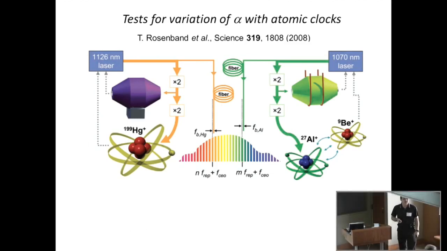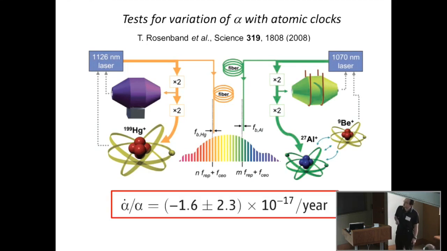A sensitive way to test for variation of the fine structure constant with time would be to compare the rates at which two clocks are ticking. If the fine structure constant were to change, then the ratio of these two rates would also change. A number of such tests have been done, the most sensitive of them in the group of David Wineland. Now they see no variation, at the level of 1 part in 10^-17 fine structure constant change per year.